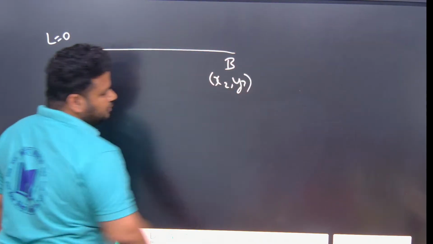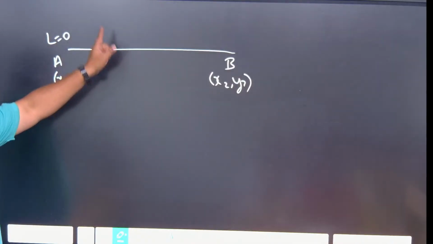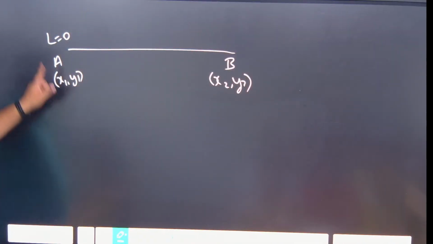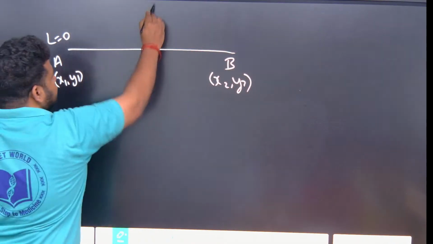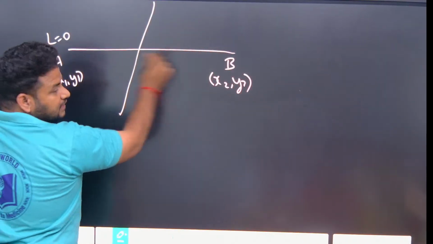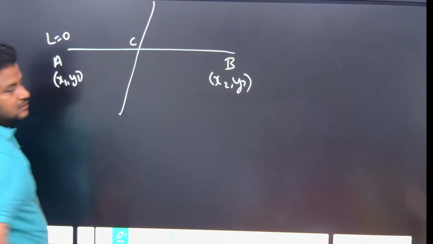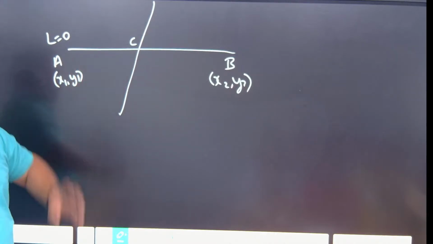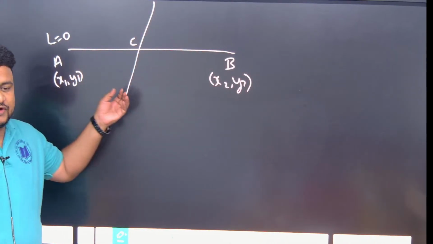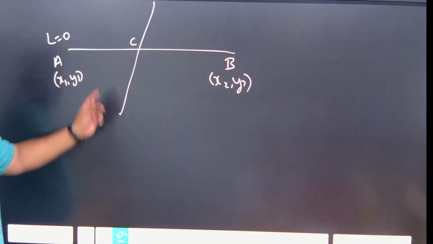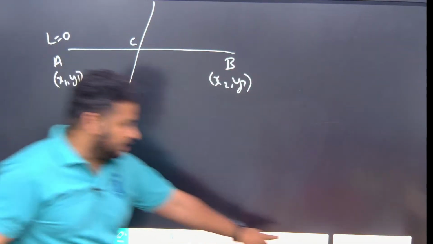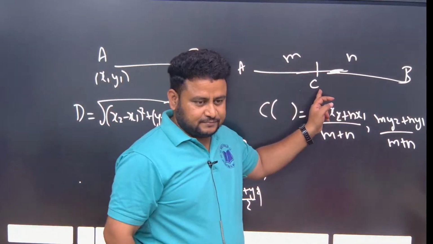Now, there is no point here that is cutting it. There is a line. This line L is cut by another line. It is touching this line AB at point C. Then, if they ask you to find the coordinates of C, there is a difference here. Here there is just a point C.